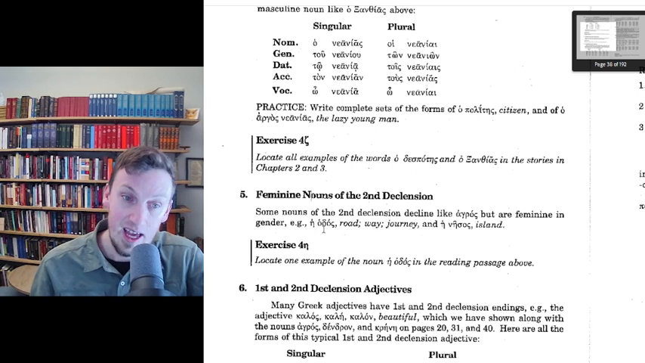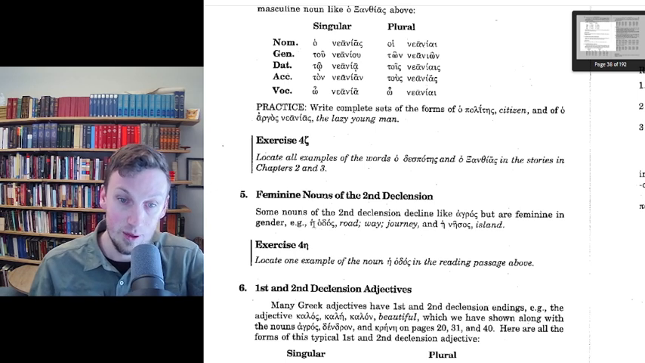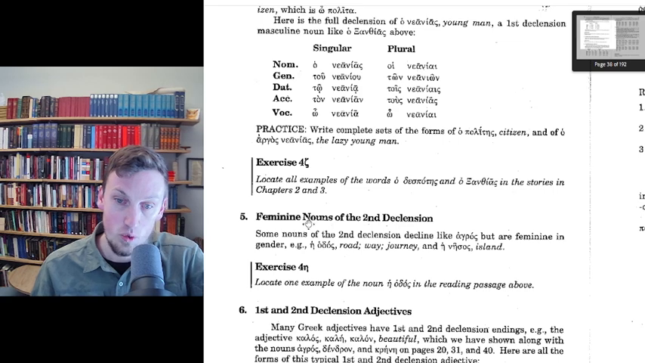And as we've seen, adjectives have to match their nouns. So if you want to say this is a beautiful road, you can't say, he kalos hodos. You have to say, he kale hodos. You have to use a feminine singular nominative adjective to match this feminine singular nominative noun, even though it's going to look different. That will be tricky.